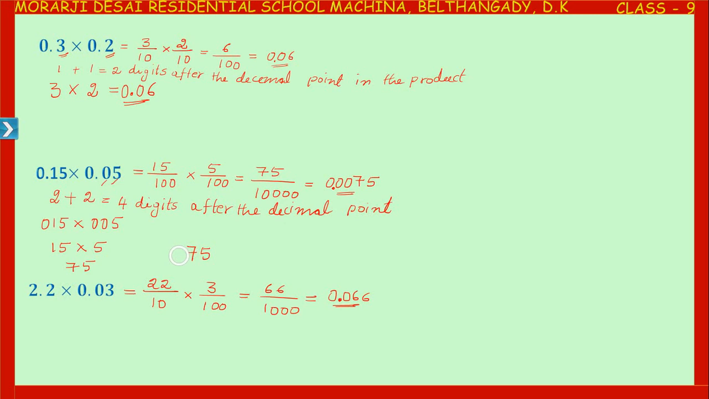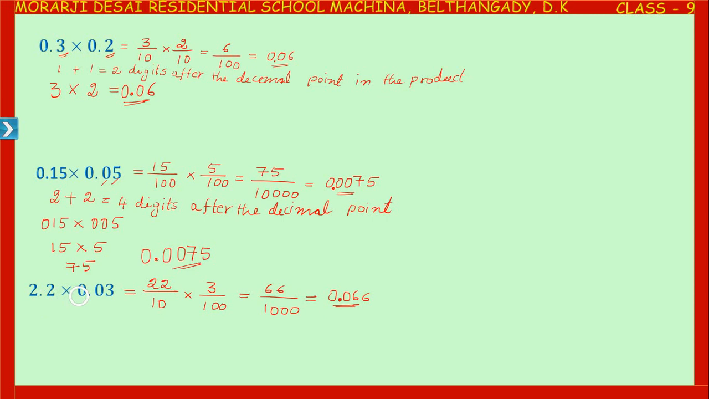Now put 4 digits after the decimal point. Here we have only 2 digits. Now it became 3 digits. Now it became 4 digits. Now put the decimal point here. On the left side we put 0. So 0.0075 is the answer.